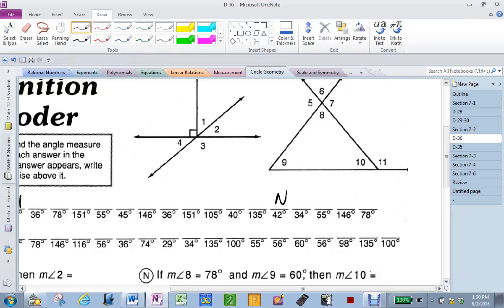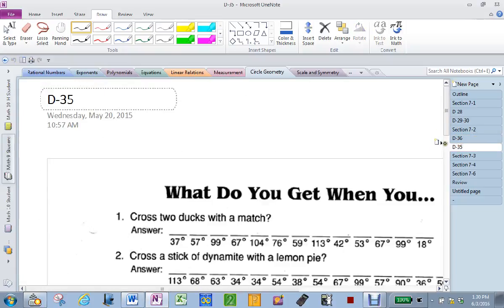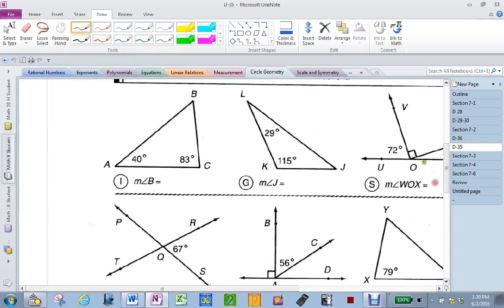Okay, go over to the definition decoder. Same thing, it's all just triangle work.